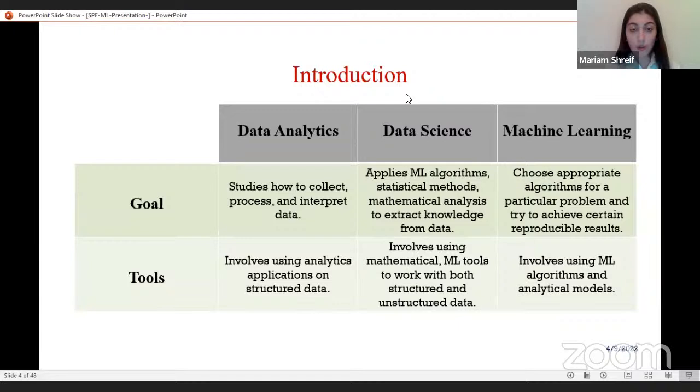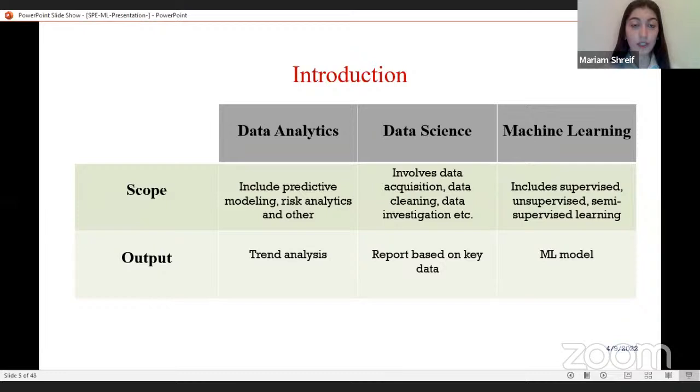The tools mainly used for data analytics involve using analytical applications on structured data. For data science, it involves using mathematical and machine learning tools to work with both structured and unstructured data. And finally, machine learning involves using mainly machine learning algorithms and analytical models. The scope of data analytics includes predictive modeling and risk analytics, while data science involves data acquisition, data cleaning, and data investigation.